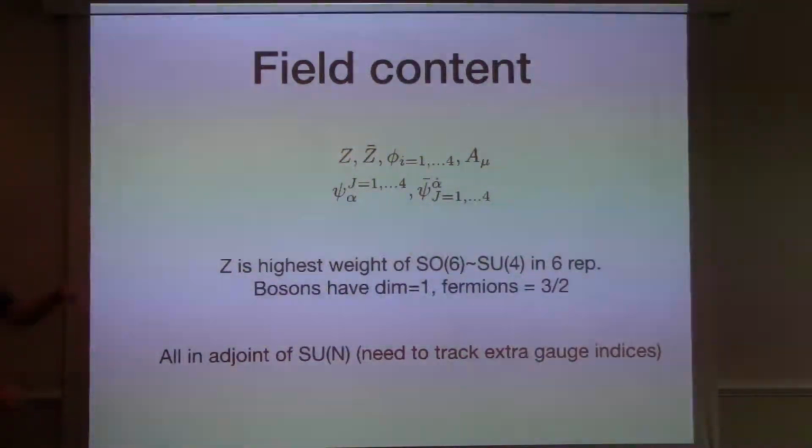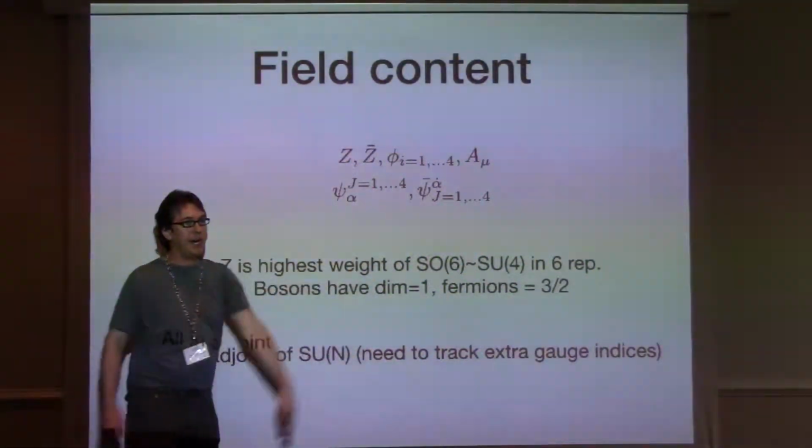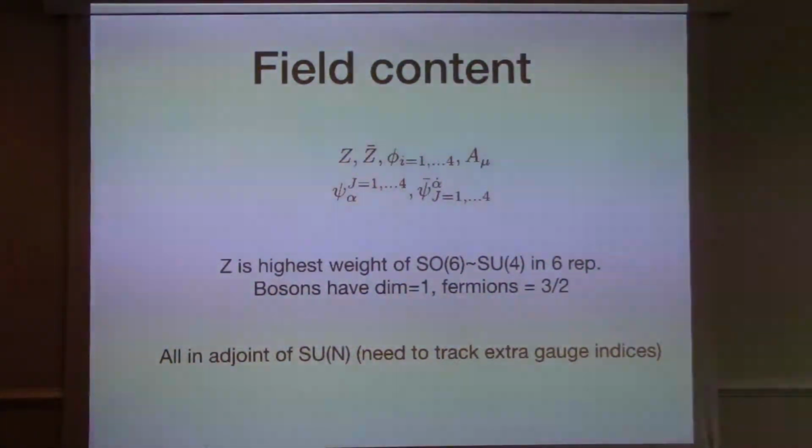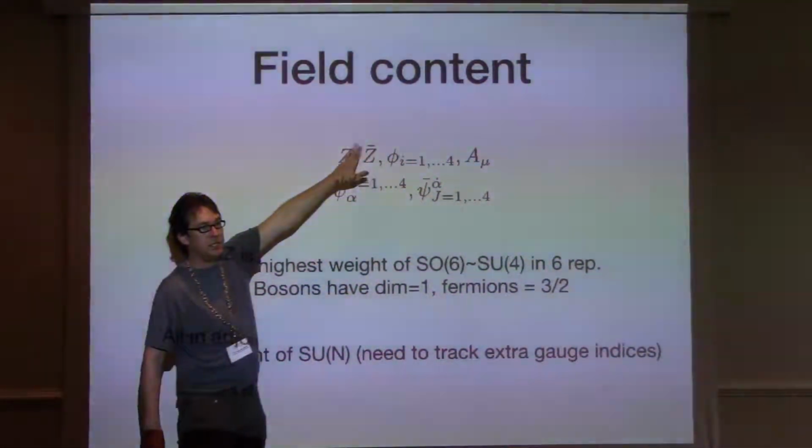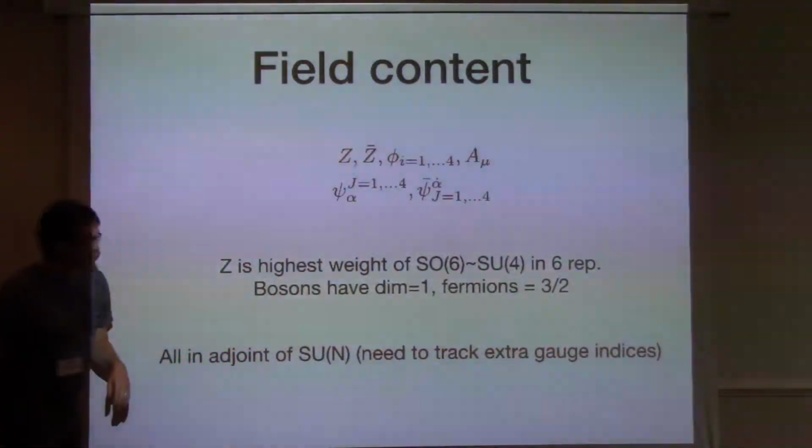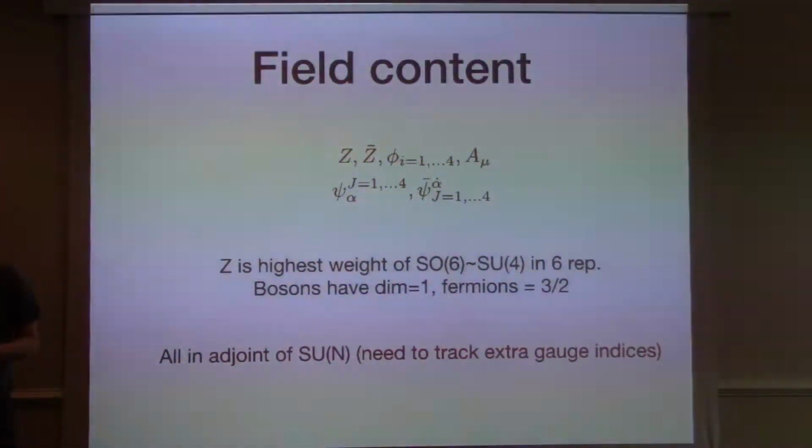And then bosons have dimension 1, and fermions have dimension 3/2. That's the free field counting. And they're all in the adjoint of SU(N), so I've skipped all the SU(N) indices. So we need to keep track of these extra indices.